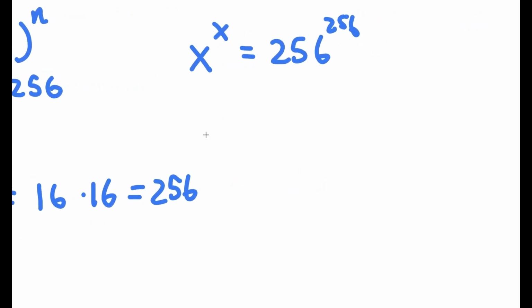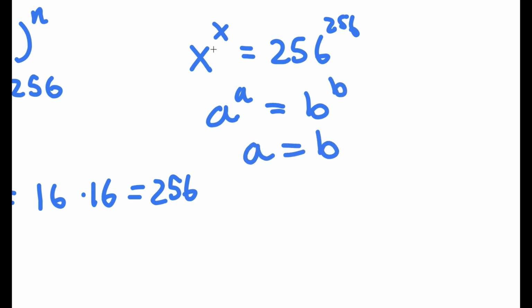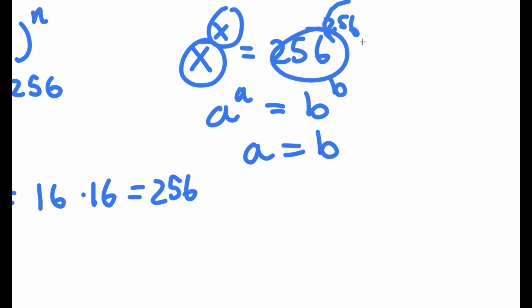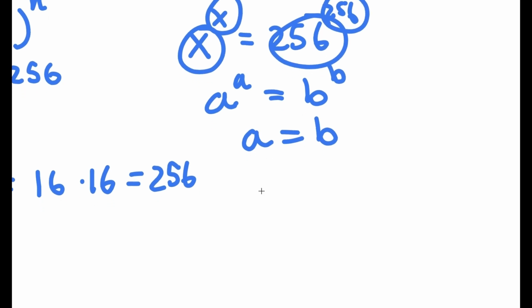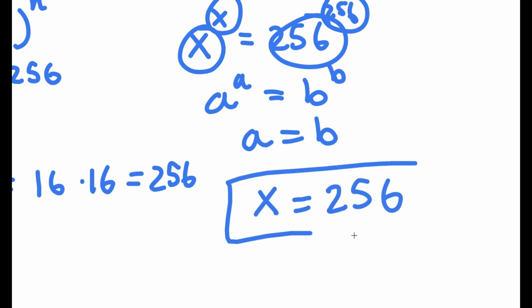Now, if I have something in the form a to the power of a is equal to b to the power of b, then this means that a is equal to b. So in this case, a to the power of a, x to the power of x, is equal to b to the power of b, 256 to the power of 256, meaning x is equal to 256.